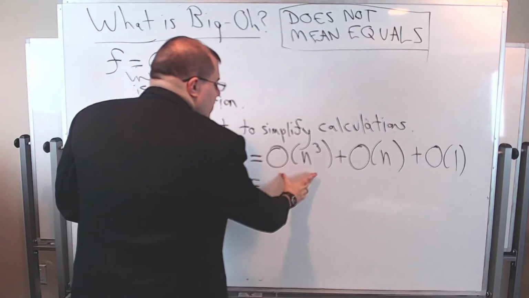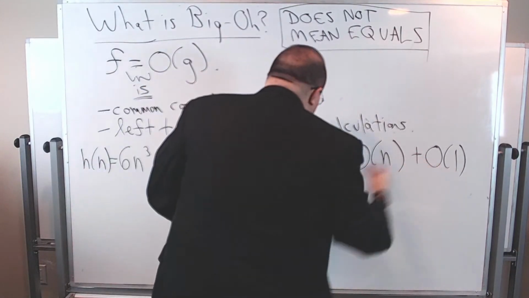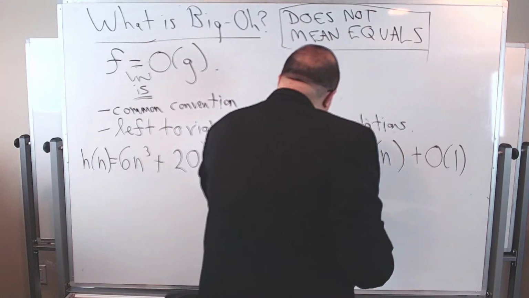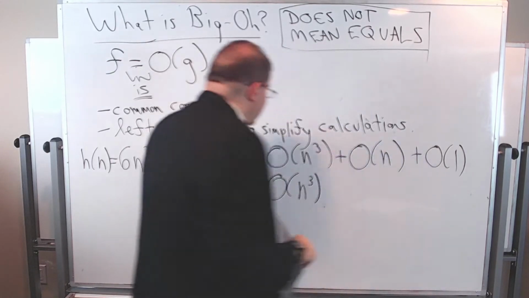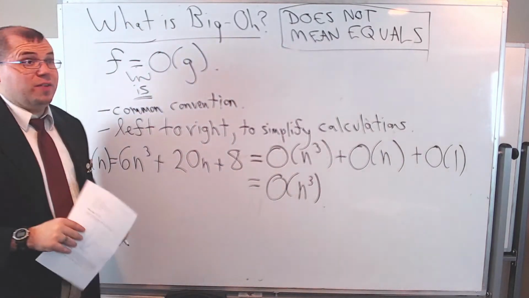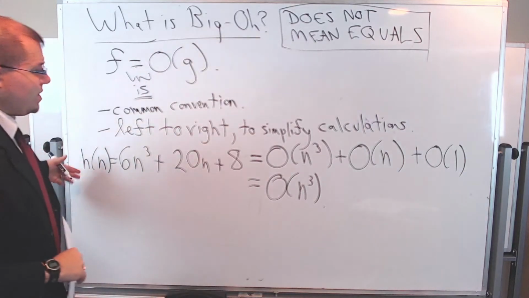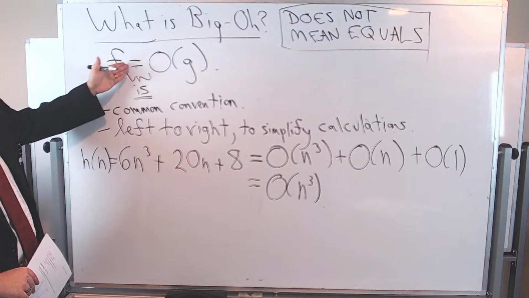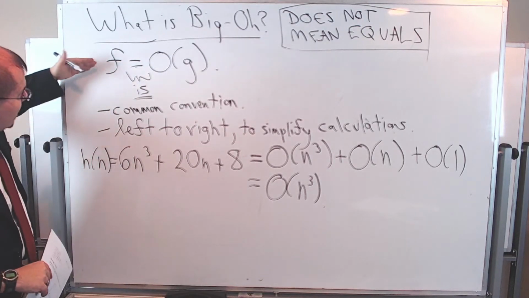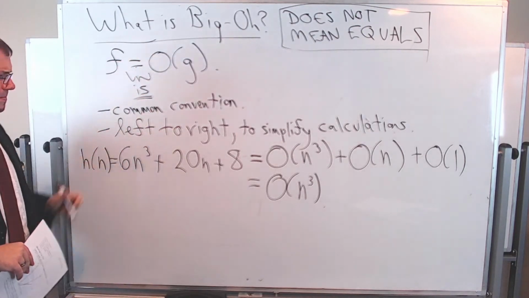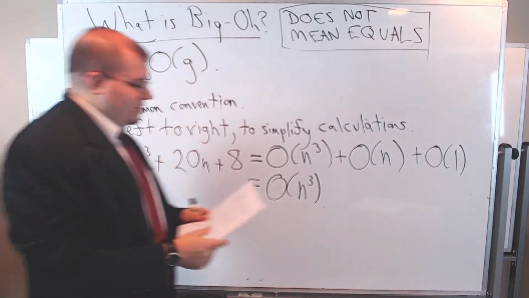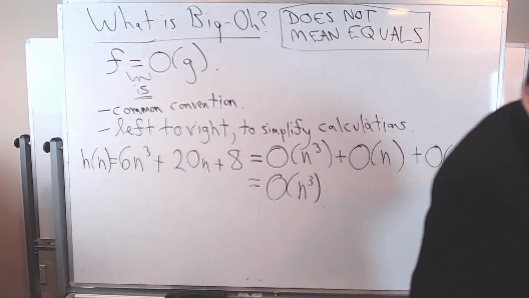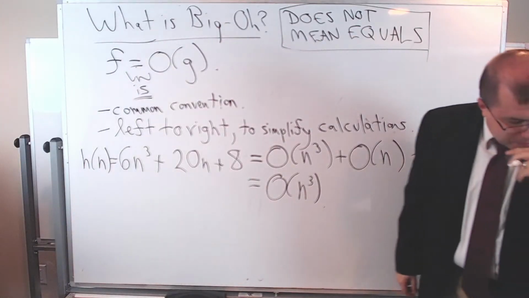Now, if I have a big O of n cubed, a big O of n, and a big O of 1, you'll be able to say quickly once we're done here that this is big O of n cubed. So this is the common usage for how you'd use this equal sign like convention. Remember, it's supposed to read f is big O of g. So this is oftentimes how you can use this big O.